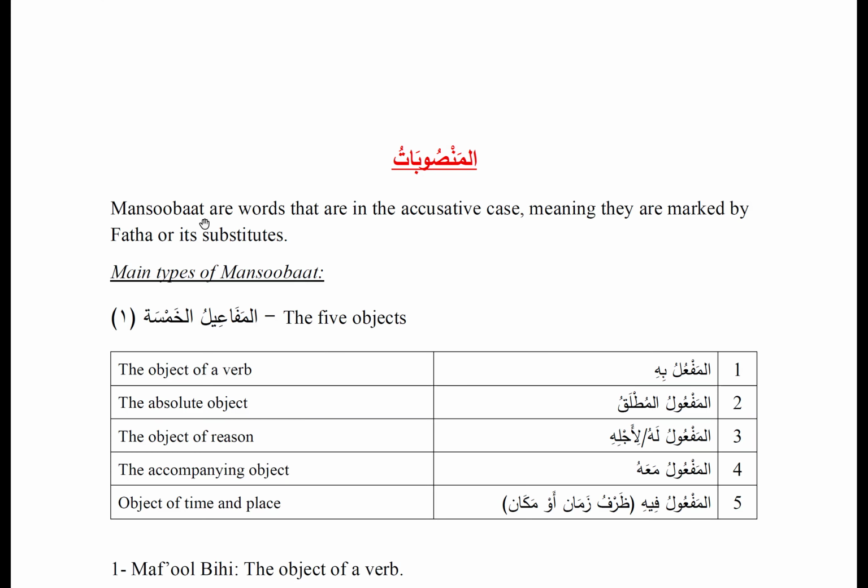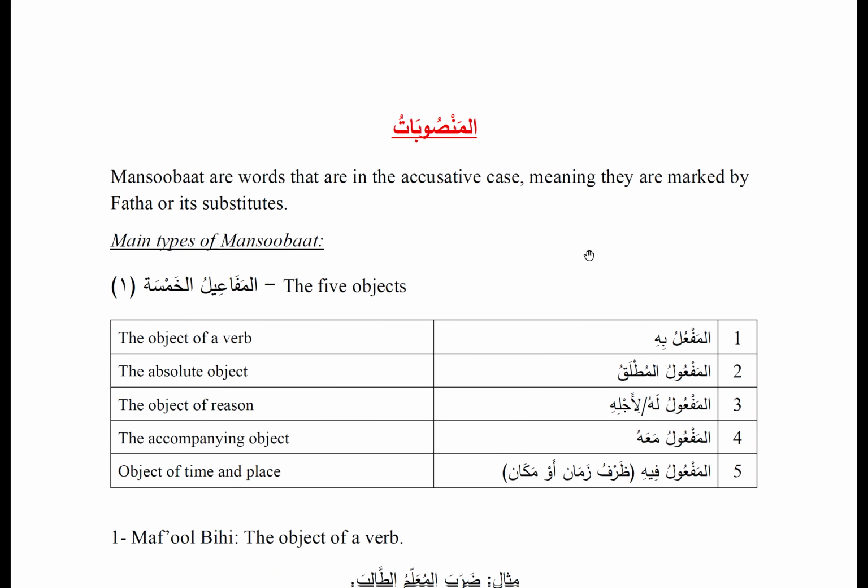Al-Mansoobaat. Mansoobaat are words that are in the accusative case, meaning they are marked by fatha or the substitutes. Just like marfu'at is the words that end with dhamma, what we need to know about Mansoobaat is that these are words that end with fatha or its substitutes. When it comes to singular, then it's fatha, and when it comes to dual and plural, the alama, the sign, the mark, changes. And in English, you call them accusative case.